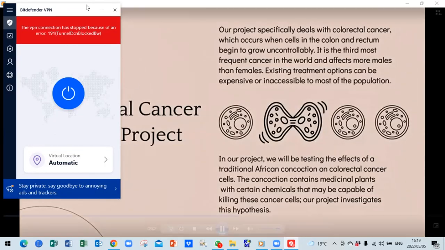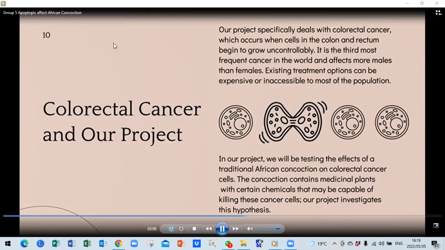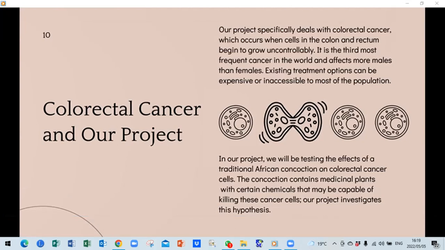Our project specifically deals with colorectal cancer, which occurs when cells in the colon and rectum begin to grow uncontrollably. It is the third most frequent cancer in the world and affects more males than females. Risk factors include high tobacco or alcohol use, a diet low in fruits and vegetables or heavy in processed meats, a lack of physical exercise.